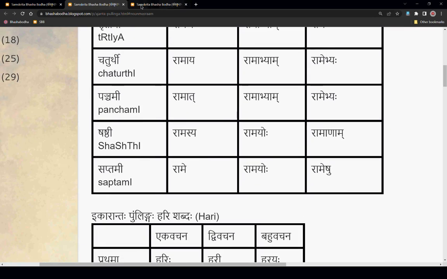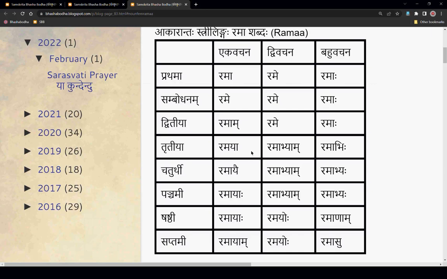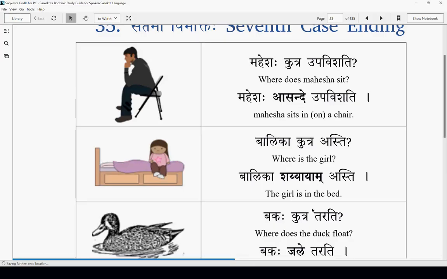And in Strilingam, Saptami Vibhakti we have Ramayam, if Rama is Akaranta Strilinga: Ramayam, Ramayoho, Ramasu in Strilingam. So the example given for Strilinga here is Shayya. Balika Kutra Asti. Here the question word is Kutra.